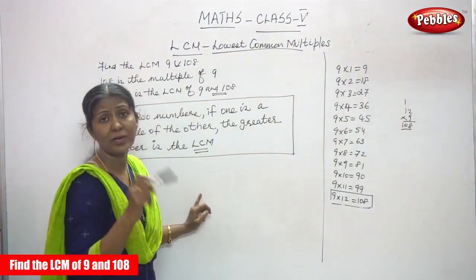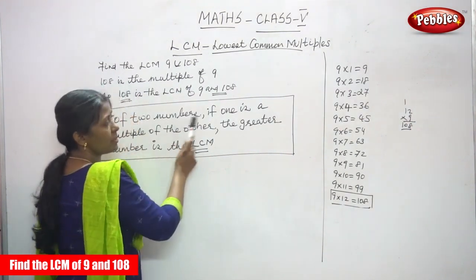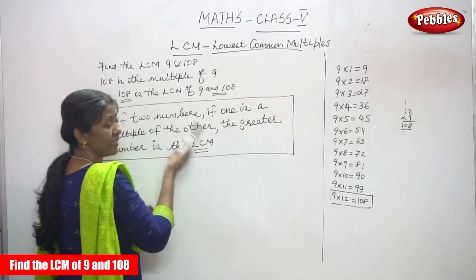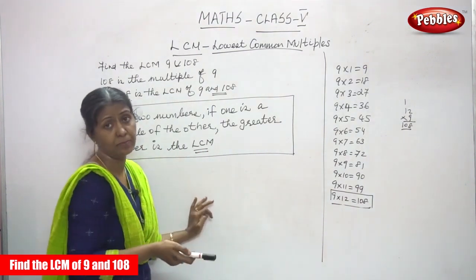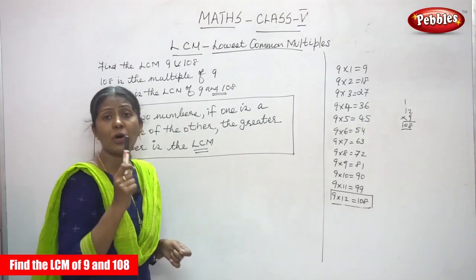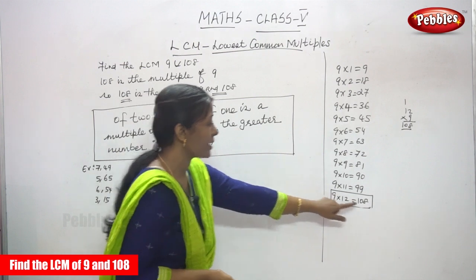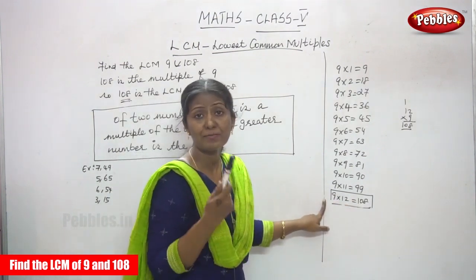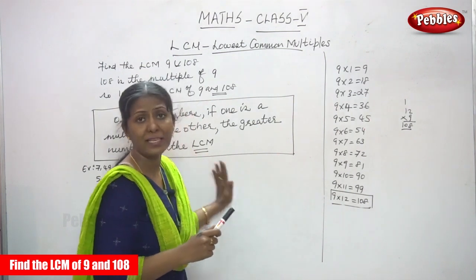Why is the answer 108? Because we apply this rule: of two numbers, if one is a multiple of the other, we have to consider the greater number as the LCM. So automatically 108 is the multiple of 9. So we will apply this rule.